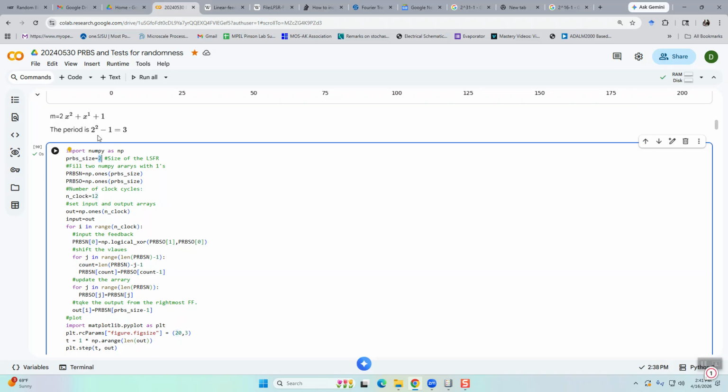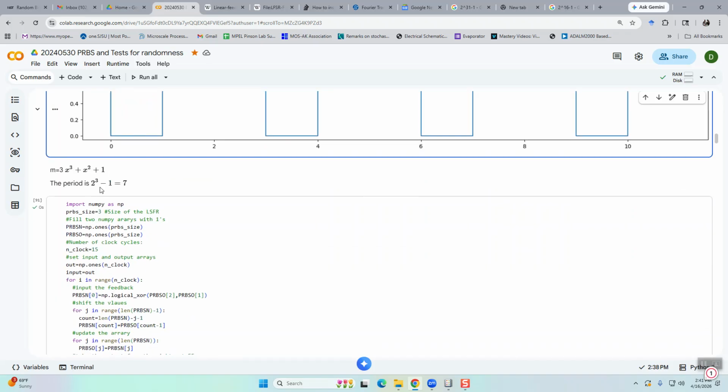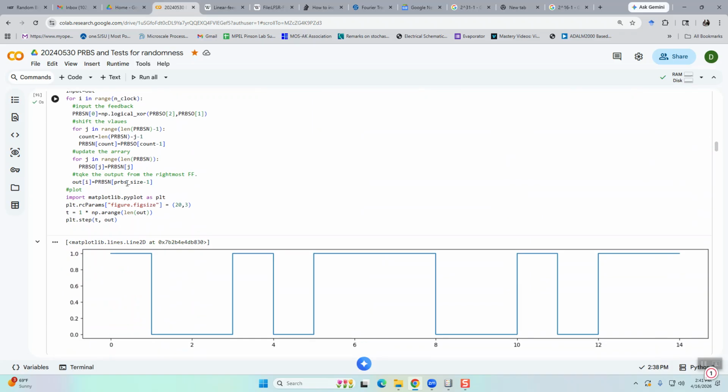two flip-flops. 2 to the 2 minus 1 is 3, so it should repeat every 3. You can see it's high, low, high, and you can just see that it's repeating even by eye. You can tell that that signal is not random. Now this signal here has 3 flip-flops, and so it repeats every 7.